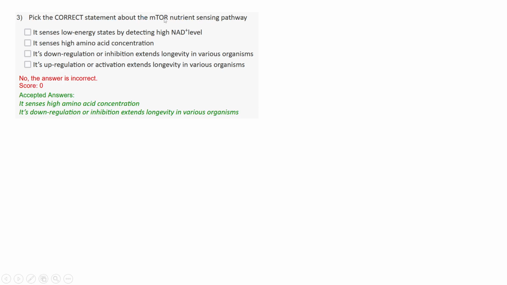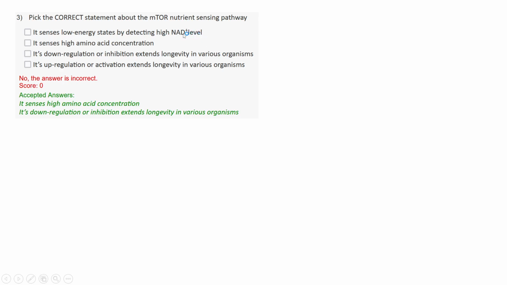So the mTOR nutrient sensing pathway is an anabolic pathway, first thing, and it will sense the glucose, and it accelerates the aging process. So the first option is, it senses the low energy state by detecting high energy plus level. Is this correct? Regarding the mTOR pathway, it senses the low energy state by detecting high energy plus level. So this is not a correct option.